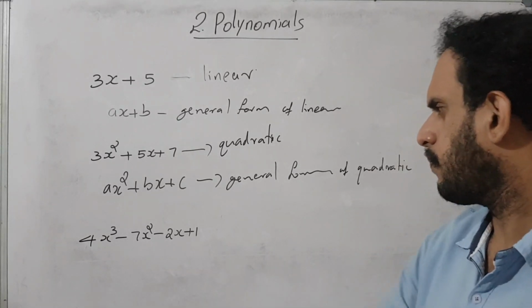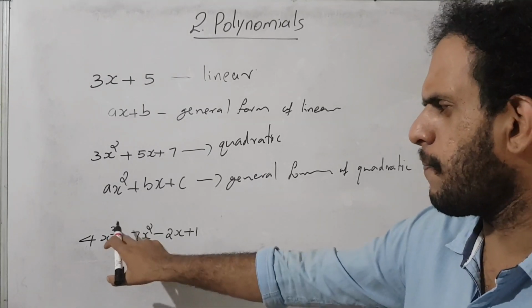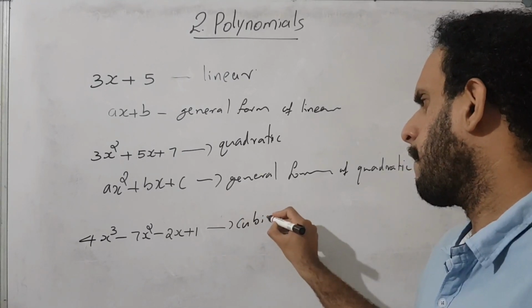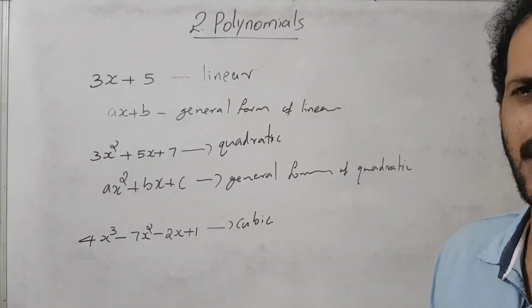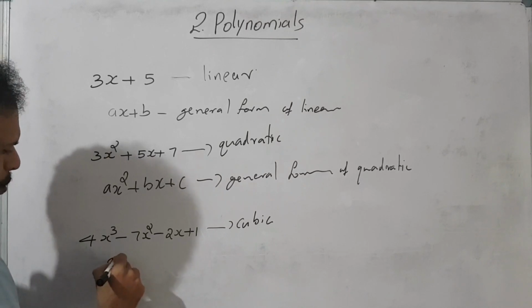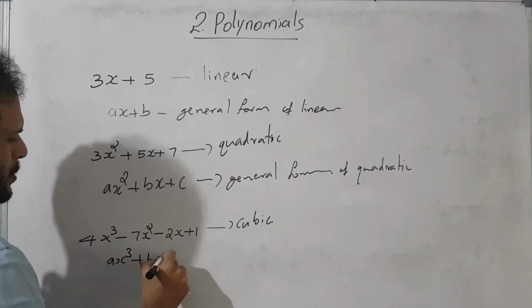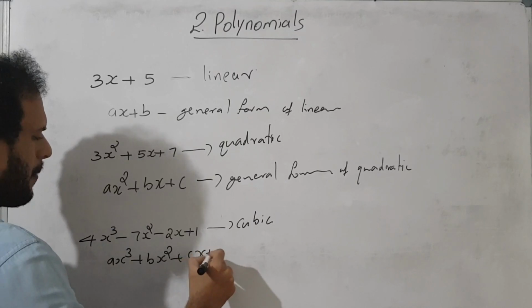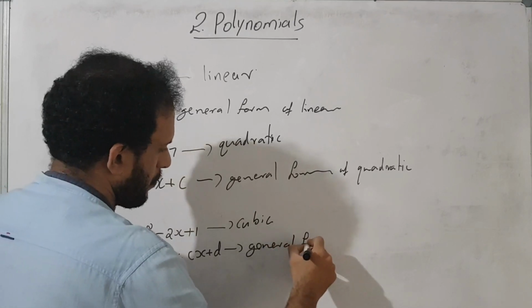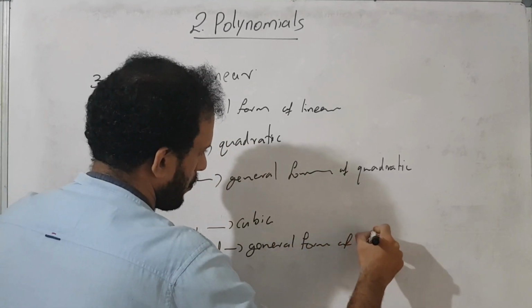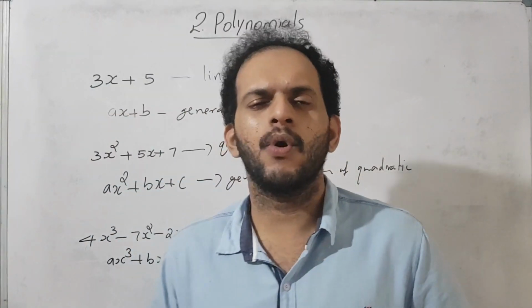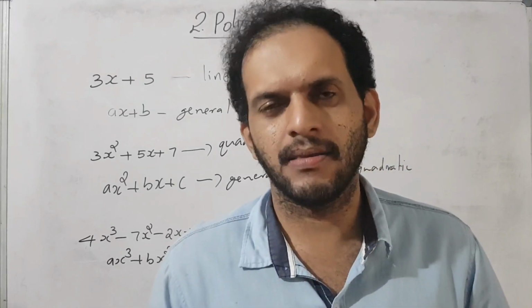Then what is the third one? The degree of the polynomial is 3, so this one is a cubic polynomial. Correct? What is the general form of a cubic polynomial? The general form of a cubic polynomial is ax cube plus bx square plus cx plus d.